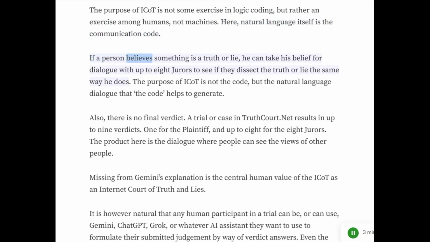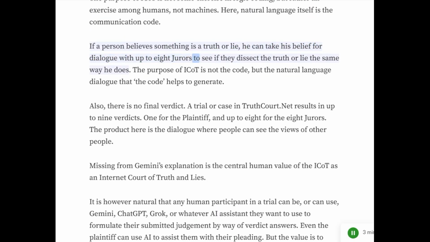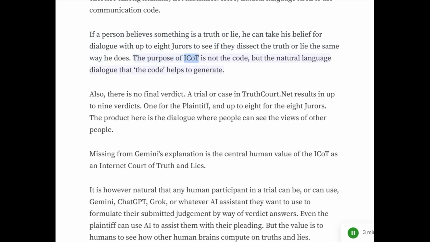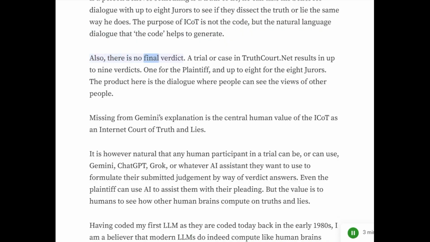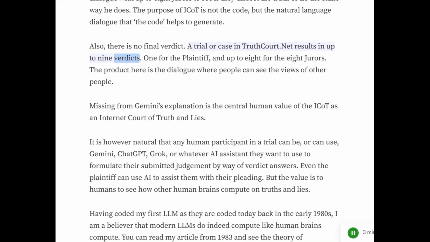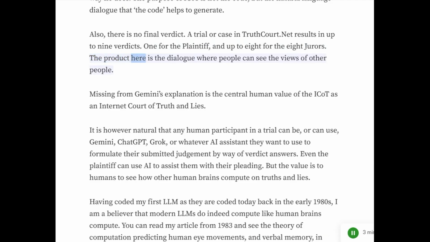If a person believes something is a truth or lie, he can take his belief for dialogue with up to 8 jurors to see if they dissect the truth or lie the same way he does. The purpose of ICoT is not the code, but the natural language dialogue that the code helps to generate. Also, there is no final verdict. A trial or case in truthcourt.net results in up to 9 verdicts, 1 for the plaintiff, and up to 8 for the 8 jurors. The product here is the dialogue where people can see the views of other people.